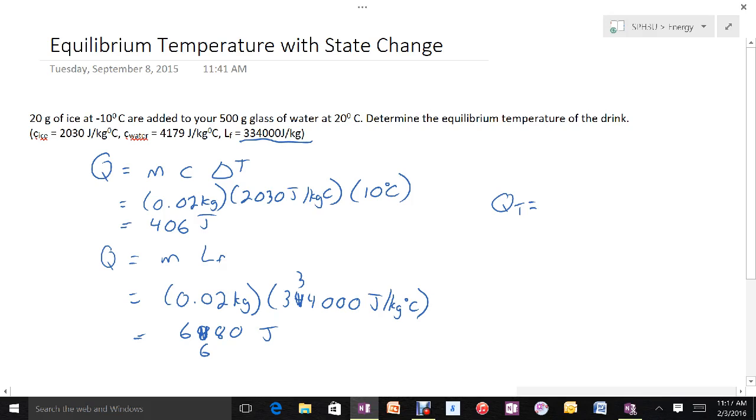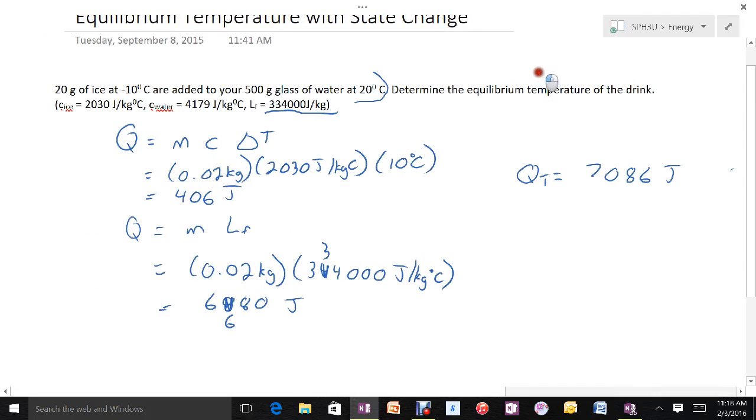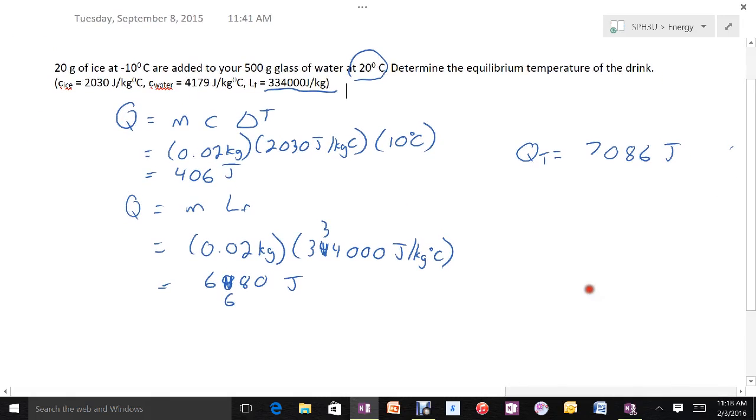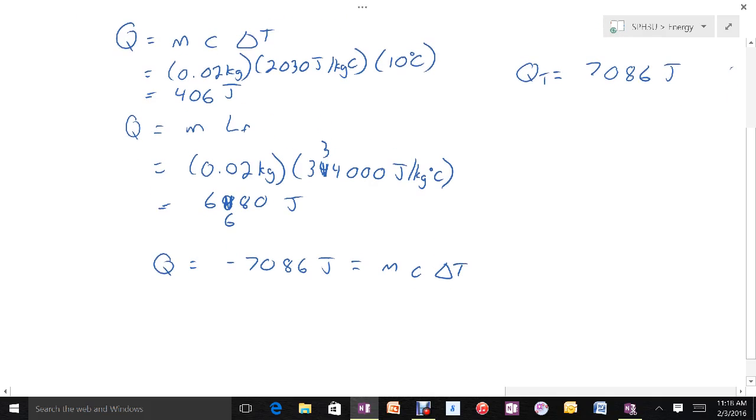So to get the negative 10 degree ice all the way up to water is going to require 7,086 joules of energy. Where is that energy going to come from? Well, it's going to come from the 20 degree water. So let's figure out when that 20 degree water supplies the energy to melt that ice, how much its temperature decreases in that process. So it will lose the 7,086 joules of energy, and that will cause a temperature change.